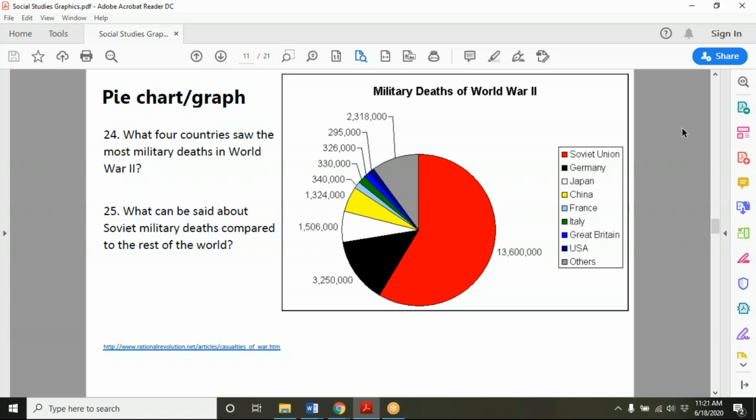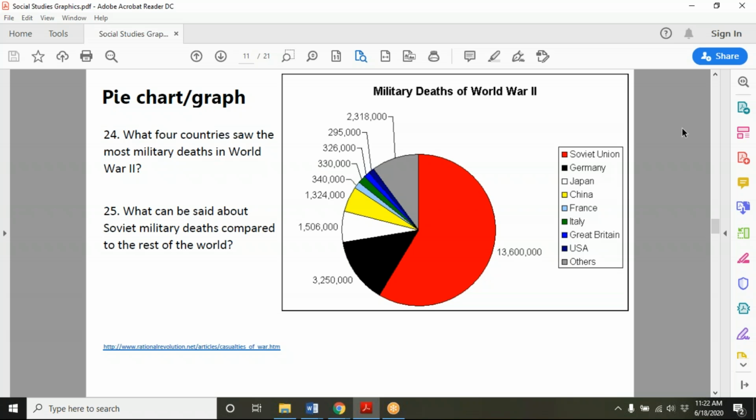I don't know the death rates. This doesn't tell us the death rates, what percentage of German soldiers died, what percentage of Soviet Union soldiers died, or American. But certainly the size of the army is going to matter. You can't lose 13 million soldiers if you only have a 5 million soldier army. But what I was thinking for number 25, really just generally, given the information in front of us, you could say more Soviet Union soldiers died than all others combined. Right? That's what I was thinking there, which we already kind of said.